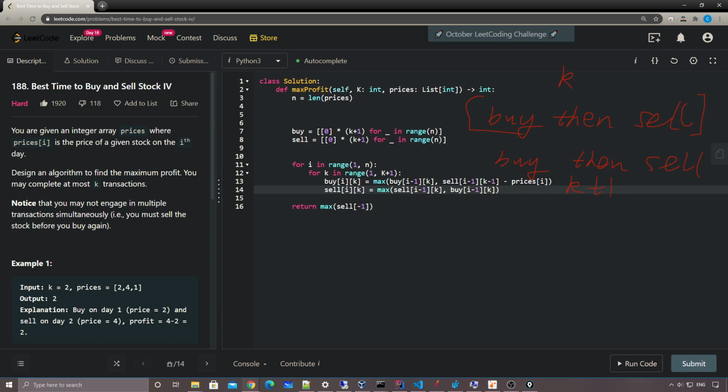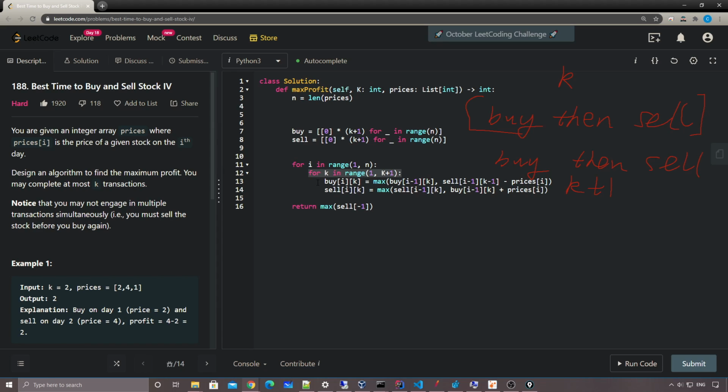But remember, there's a little thing you need to be careful about here. The buy and the sell belong to the same transaction. So if we're selling for the k-th transaction, then when we did the buy, we were buying for the k-th transaction. They belong to the same transaction. And since we're selling, we can get the current price, right?